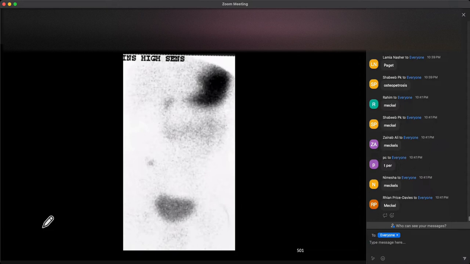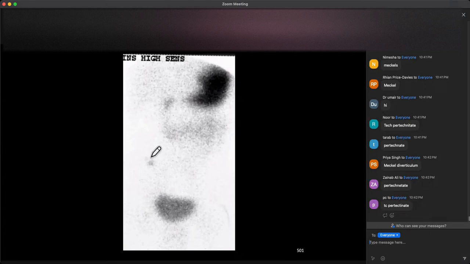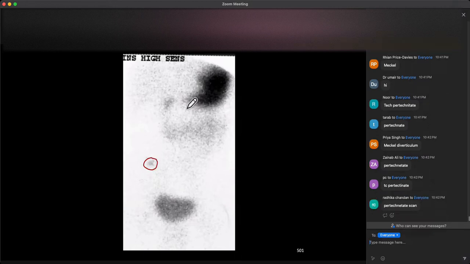Yeah, Meckel's scan, and the Meckel's diverticulum must contain ectopic gastric mucosa, which enhances or becomes radioactive at the same time as the gastric mucosa. And that just means that the Meckel's diverticulum contains ectopic gastric mucosa. And it's a technetium-99m pertechnetate scan, which gets taken up by the thyroid and by gastric mucosa.